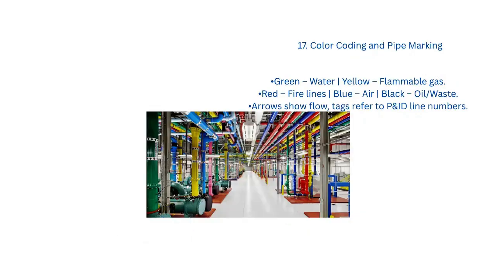17. Color coding and pipe marking. Industrial sites use color codes to identify fluid types in piping. Green, for water. Yellow, for flammable gases. Red, for firefighting lines. Blue, for compressed air. Black, for oil or waste lines. Flow direction is marked with arrows, and each line is tagged with a number that corresponds to the P&ID drawing.